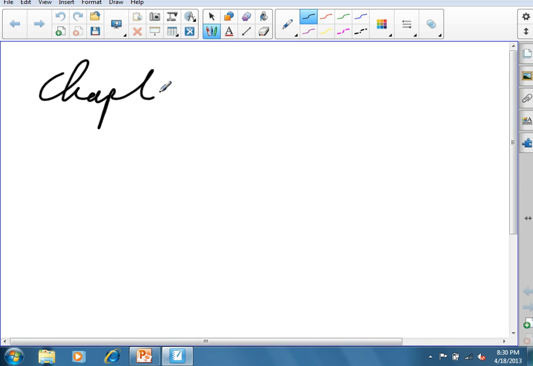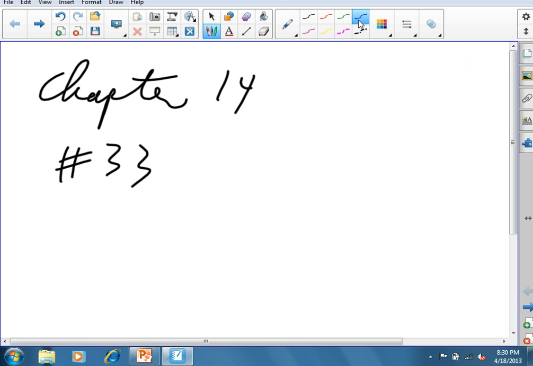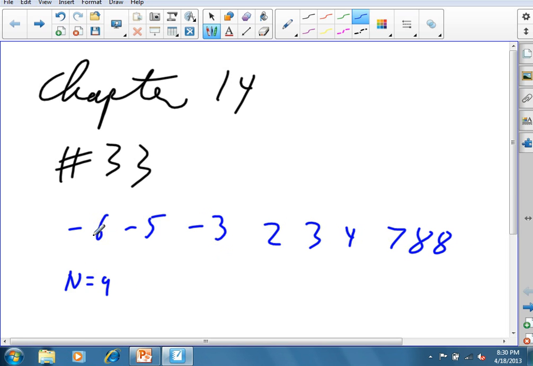Chapter 14, number 33. Consider the data set. Okay, so the first thing we're going to do is take the data set and put it in order. Minus 6, minus 5, minus 3, 2, 3, 4, 7, 8, 8. 1, 2, 3, 4, 5, 6, 7, 8, 9. So n is equal to 9. 1, 2, 3, 4, 1, 2, 3, 4. So my median guy is right there, sitting at 3 in the middle.